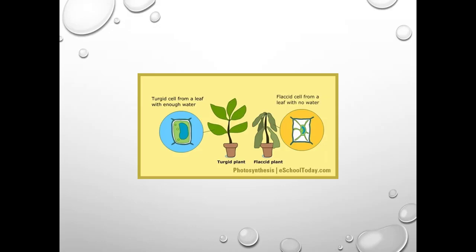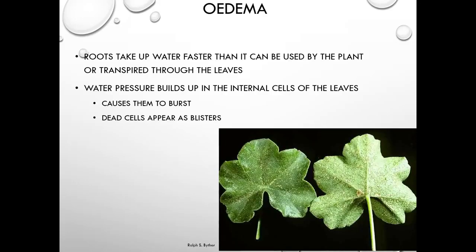Here's another picture of that. There's the turgid cell from a leaf that has enough water. On the right, you see flaccid cells that have no water, and so the plant can't stand up. Another thing you get into with water uptake is edema, which you often see on geraniums. It looks like a little disease, but it's not. The roots take up water faster than it can be used by the plant and transpired through the leaves. Water pressure builds up in the internal cells of the leaves, causes them to burst, and the dead cells appear as blisters.